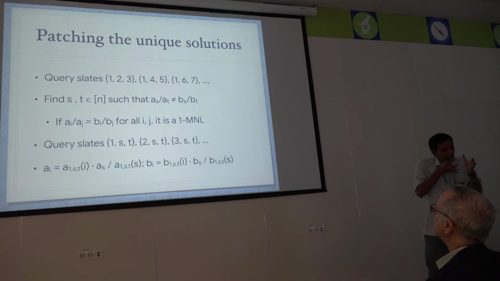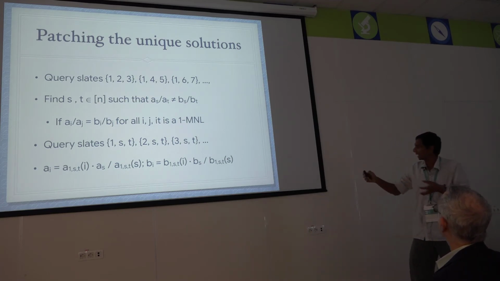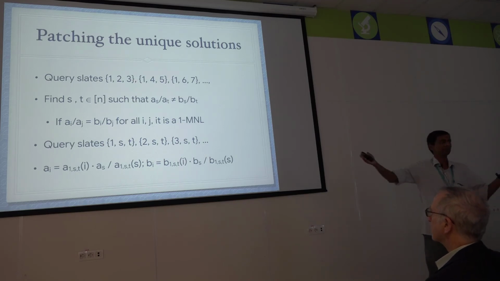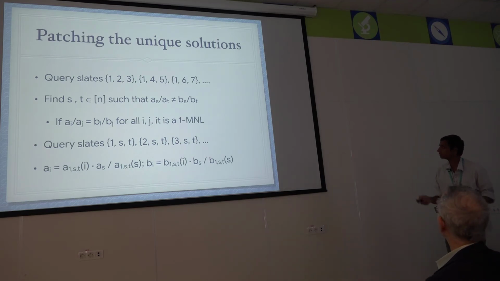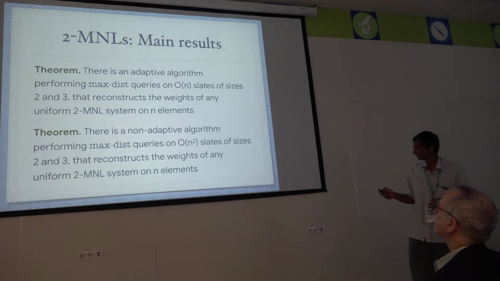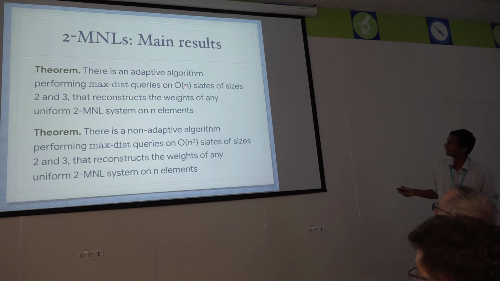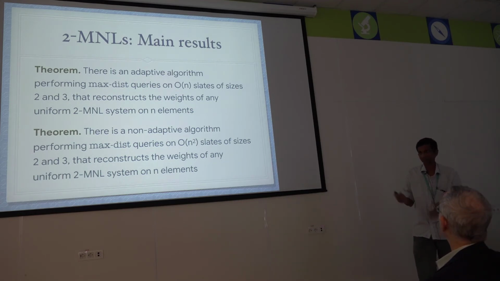And by querying the MNL on slates of size 2 and 3 of different slates, I can patch them together to obtain the final result. Actually, I can learn or I can identify the mixture by doing this small number of queries and patching them together. In the interest of time, I'll skip this. Okay, this is the main result. So that says that there is an algorithm that performs max-list queries on slates of size 2 and 3 that reconstructs the weights for any 2 MNL, okay, for uniform 2 MNL. That's the result that we know.